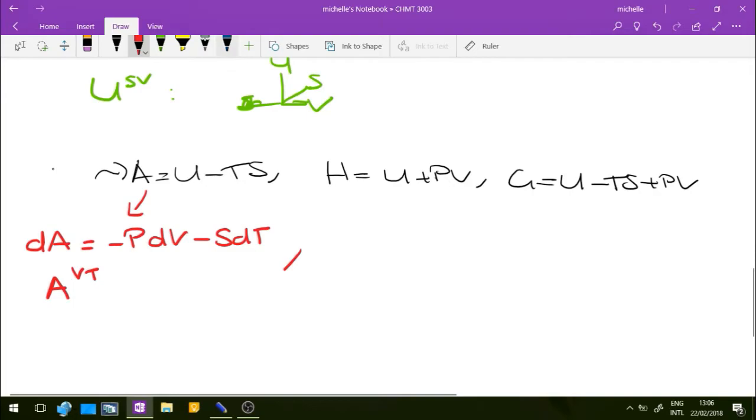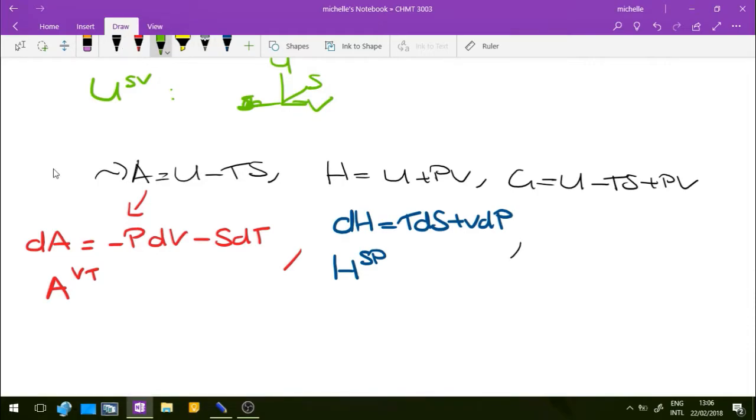Then for H, we found that dH was equal to T dS plus V dP, and therefore H's canonical variables are S and P. In the S-P space you can find other functions as well, but S and P are the canonical variables that help define the H system. And then you also have dG equal to negative S dT plus V dP, and the canonical variables of G are T and P. And inherently you could find more identities.